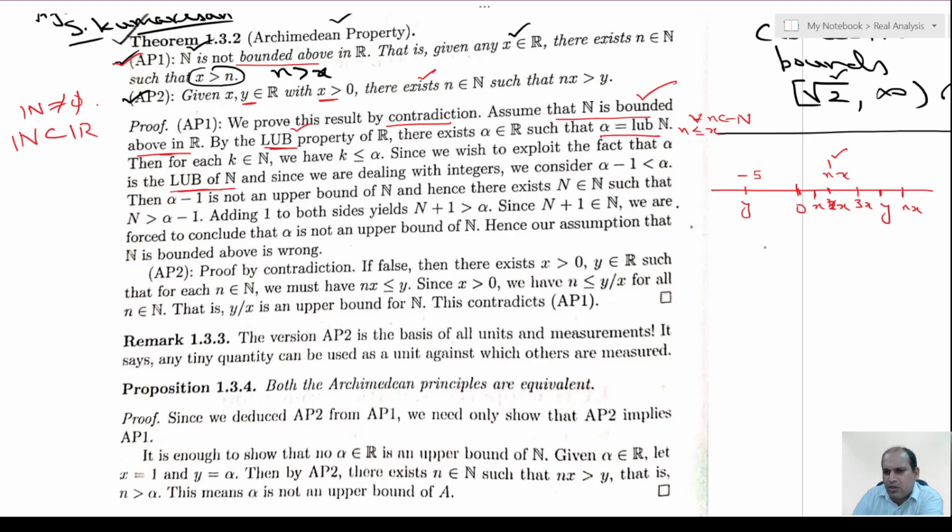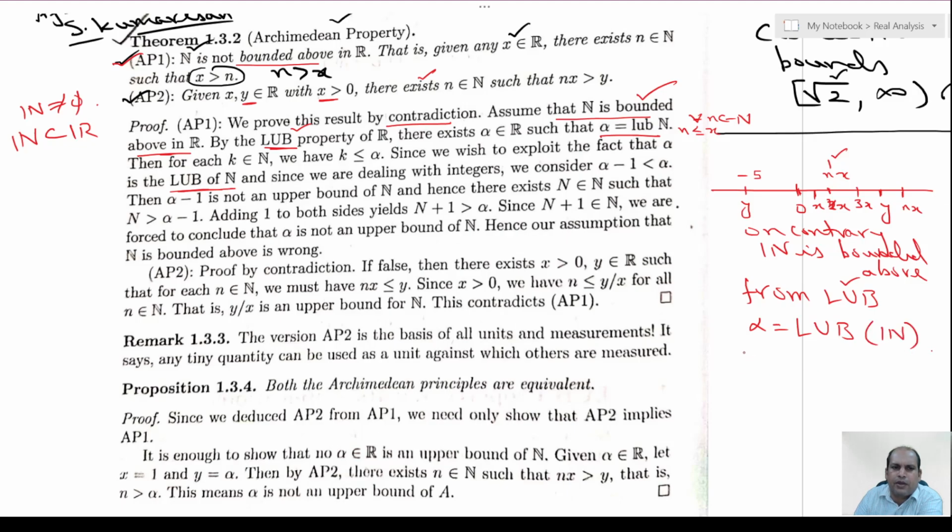On the contrary, suppose N is bounded above. Then from the least upper bound property, suppose alpha is the least upper bound, from the completeness property of R, of the set of natural numbers. That is, for each k in N, k has to be less than or equal to alpha, because the least upper bound is also an upper bound. From all upper bounds, the least one is called the least upper bound or supremum.